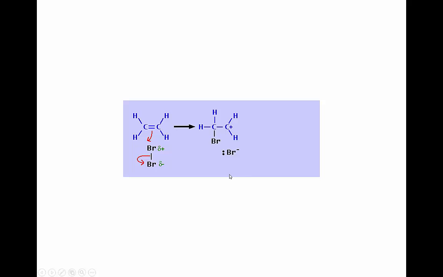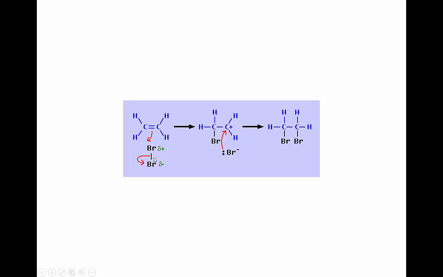Next stage, the lone pair, or one of the lone pairs on the bromide ion, will now attack the carbon, and that will give you the end product, 1,2-dibromoethane. A couple of other things to note here.